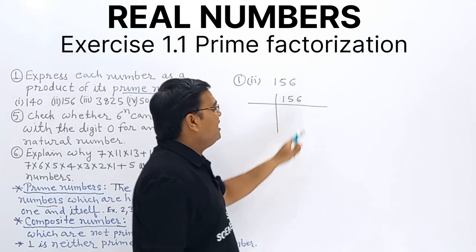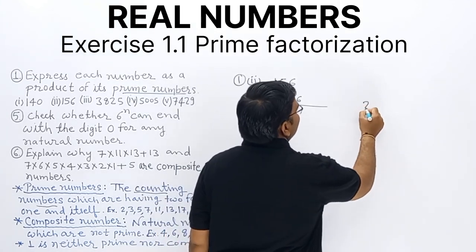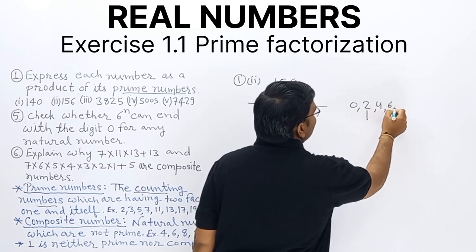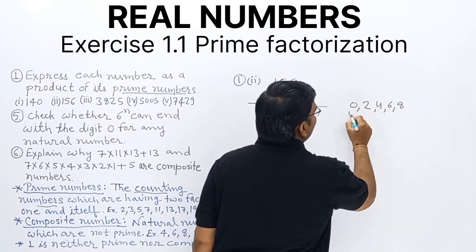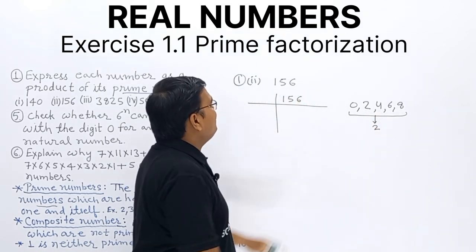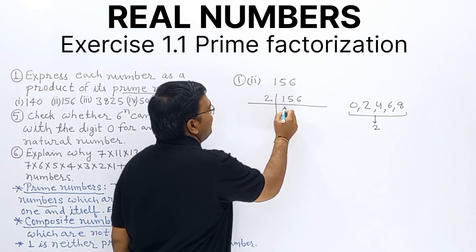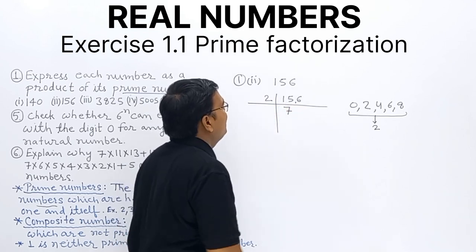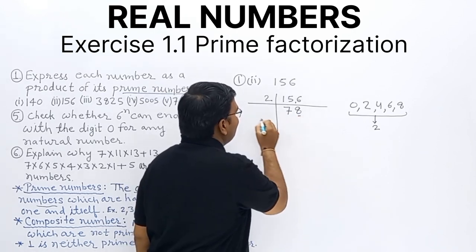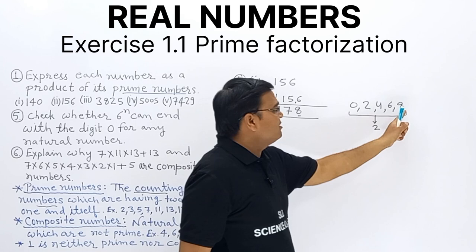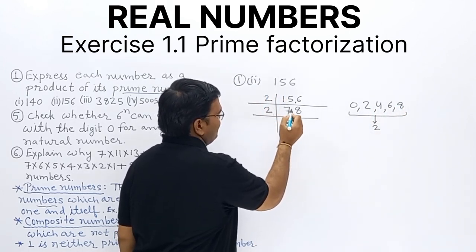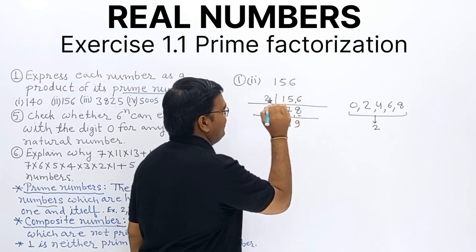Unit place is 6, and if the unit place has 0, 2, 4, 6, 8, then we can divide by 2. So this number can be divided by 2. How many times is it going? 7 times. Now 1 is remaining, 8 times. Now the next number is 78. The unit place has 8, so this number is divisible by 2. Writing 2 there. How many times? 3 times. 1 is remaining, 9 times.